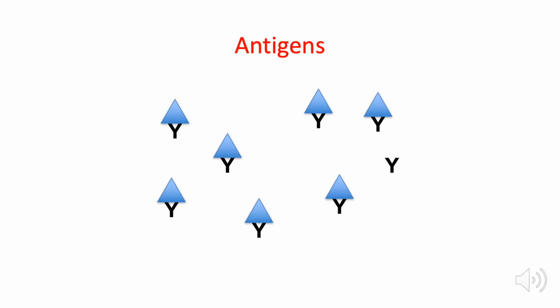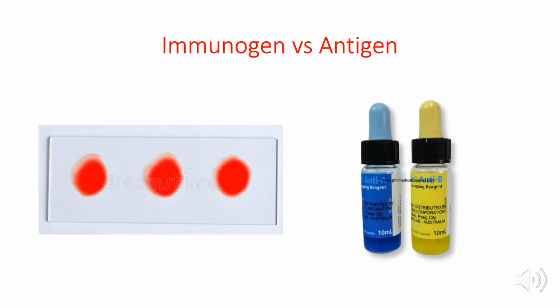The blue triangles are antigens because they can bind to specific antibodies. That's how we define antigens, right? Any substance that can bind to an antibody will be referred to as antigen. But if the substance can make the immune system generate antibodies, you refer to it as immunogen. So what is now the difference between immunogen and antigen?